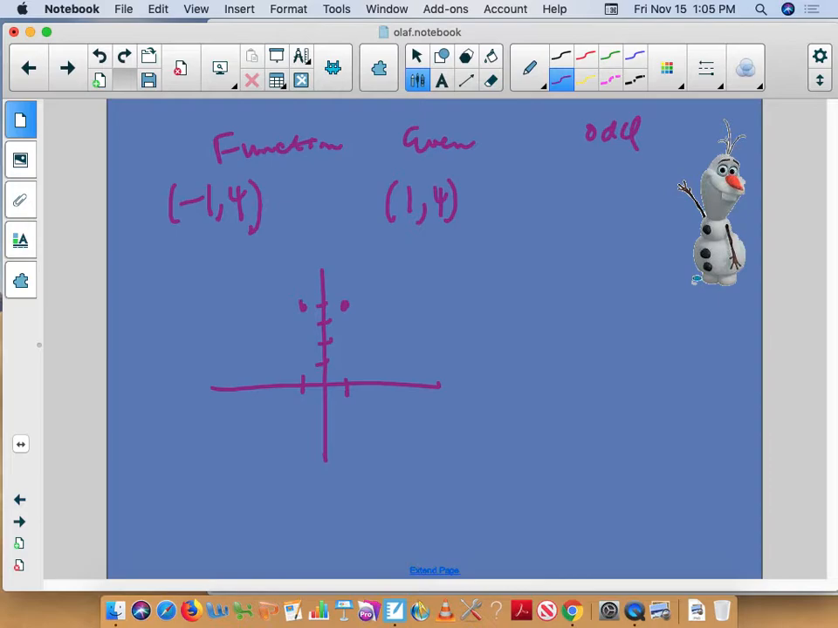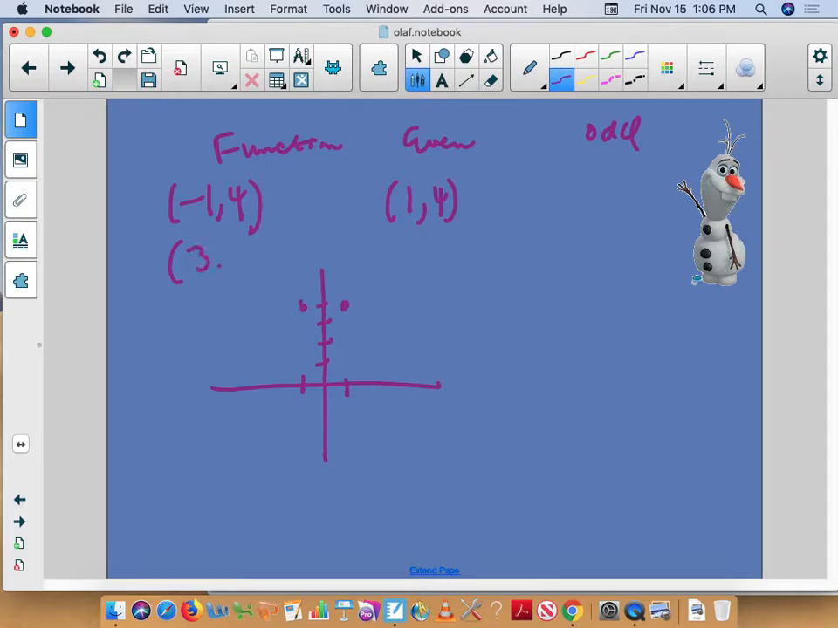Oh, Bailey, did you have a question? Yeah, can you just look at this and tell me if this is an even function? That's an even function, right? Yes. Okay. All right, so it's even.